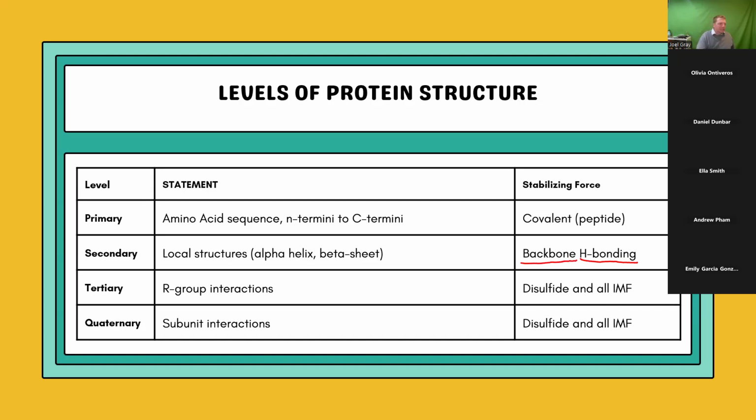And so, what that means is atoms within the backbone of a polypeptide are responsible for holding this structure together. Your tertiary structure, well, those are where your R groups interact. One of the important things that we've talked about is the classification of amino acids. An amino acid like arginine can adopt a positive charge.